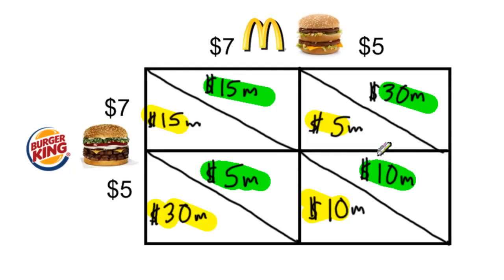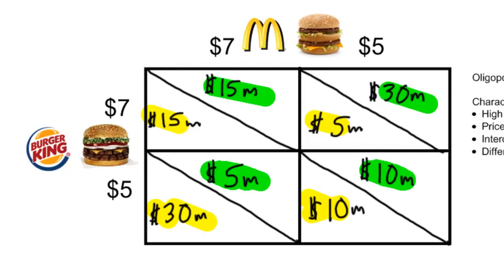We can use this table to analyze the most likely outcome in a game in which the two firms are deciding between a high price of $7 or a low price of $5. Let's look at the upper left-hand corner, for example. Let's assume that both firms are currently selling their hamburger meals at $7 a piece, and both firms are enjoying high economic profits of $15 million. The question is, will Burger King wish to lower its price to $5?